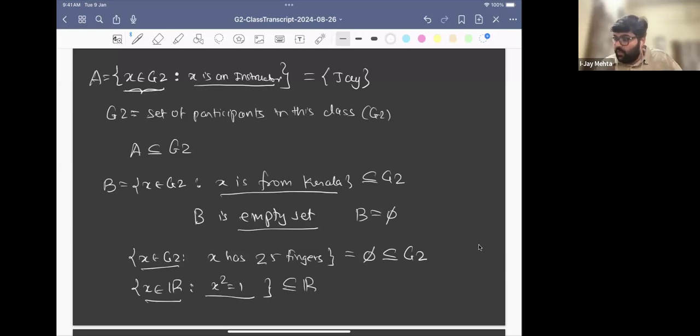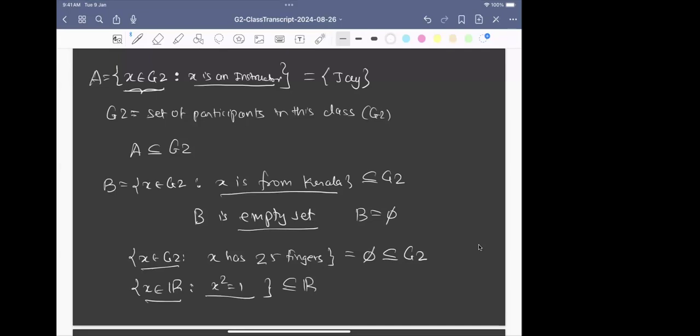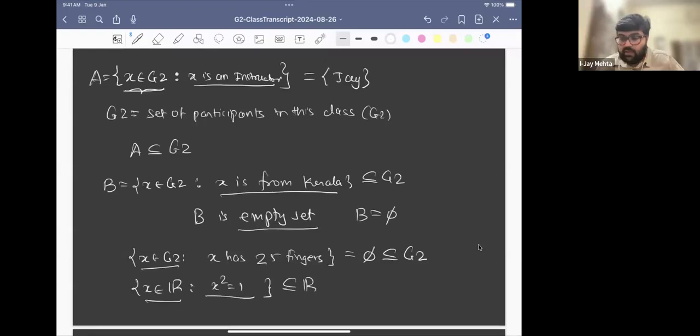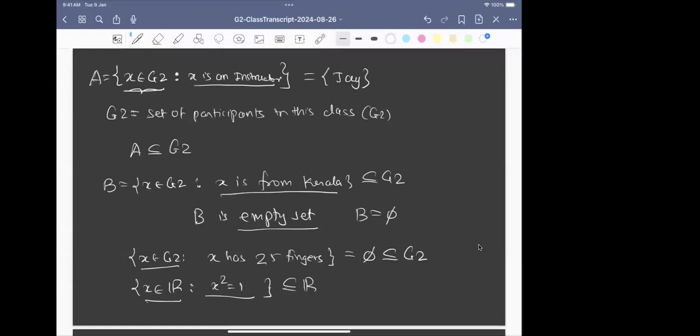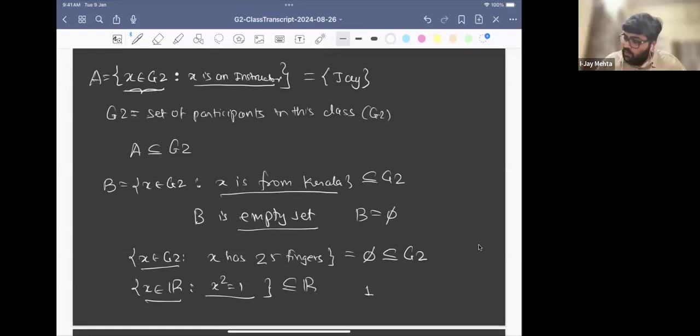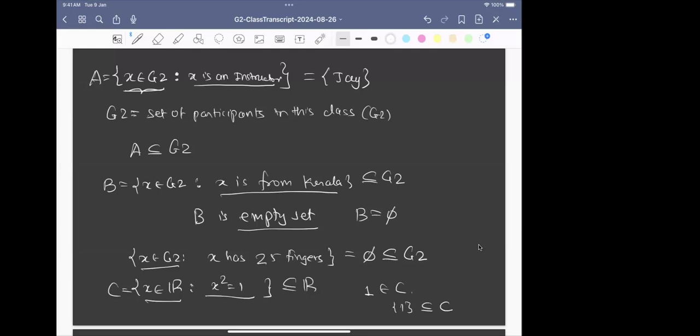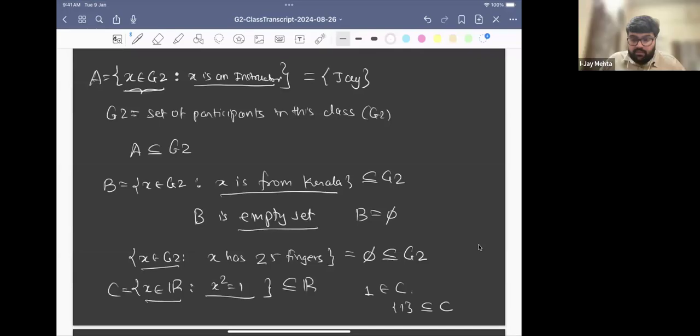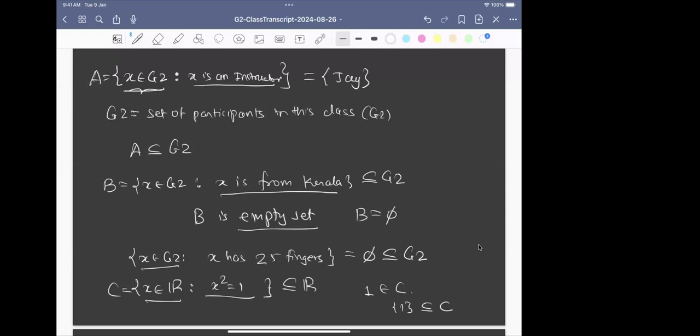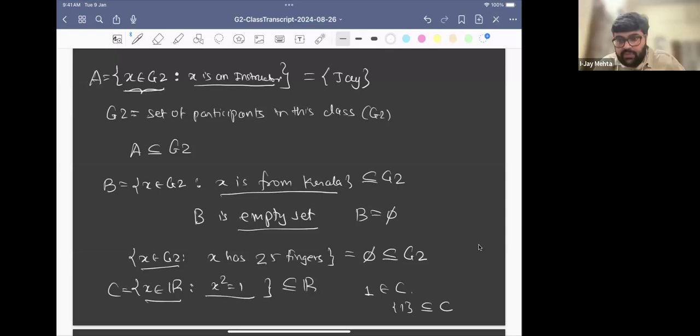We have seen this, right? Singleton set. Which element? 1. Okay, 1 is in this set. So if I call this set C, 1 belongs to C. So singleton 1 is a subset of C. We have done this much. Is there any other element? We have done this in the class.